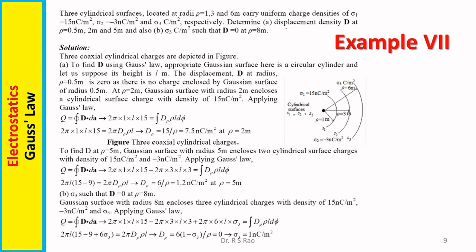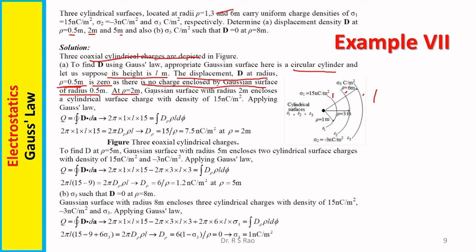So, solution procedure. Three coaxial cylindrical charges are depicted in figure 3.1. To find D using Gauss law, the appropriate Gaussian surface here is a circular cylinder, and let us suppose its height is L meter. The displacement D at the radius rho equal to 0.5 meters is 0, as there is no charge enclosed by the Gaussian surface of radius 0.5 meter. First we consider rho equal to 0.5, then 2, then 5.